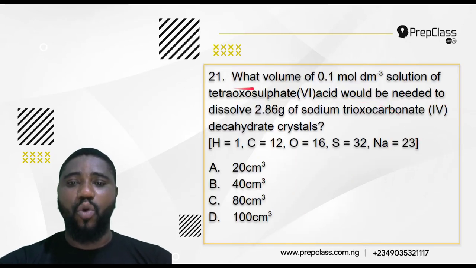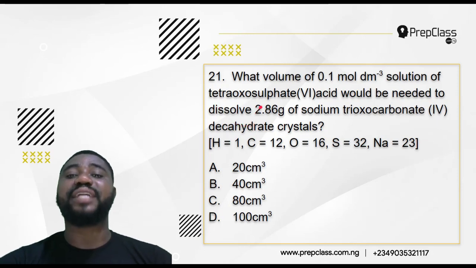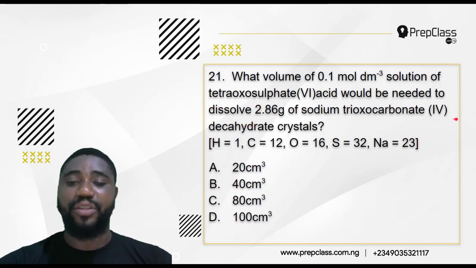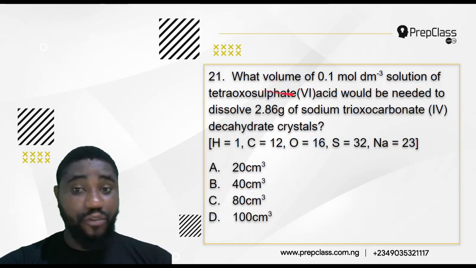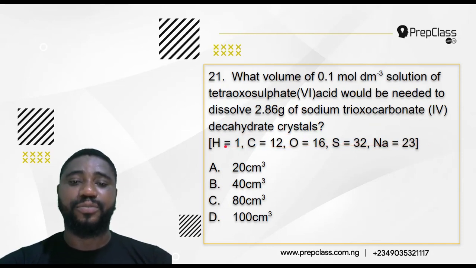Question number 21. What volume of 0.1 mol dm cube solution of tetraoxosulfate 6-acid will be needed to dissolve 2.86 gram of sodium trioxocarbonate 4 decahydrate crystals? What volume of 0.1 mol dm cube solution of sulfuric acid will be needed to dissolve 2.86 gram of sodium trioxocarbonate 4 decahydrate crystals? And you've been given the atomic masses of these elements: hydrogen 1, carbon 12, and so on.